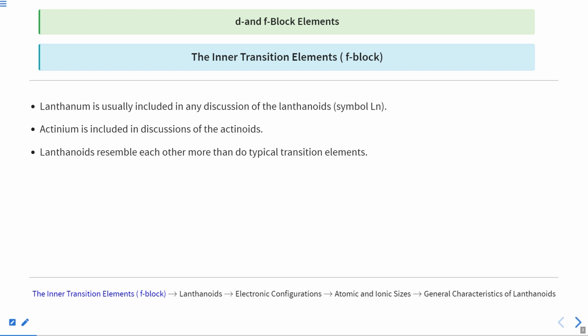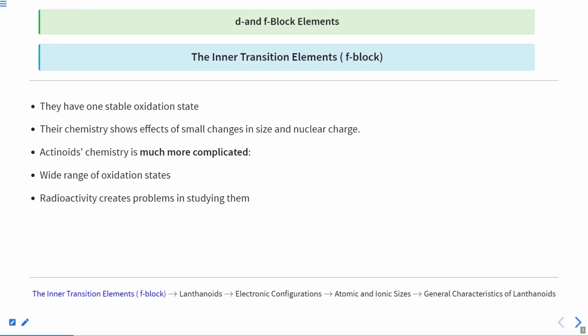Now, lanthanoids resemble each other more than do typical transition elements. What is the meaning of this? If you see the properties of the lanthanoids, they are identical to each other. Unlike our transition elements, in which the chemical reactivity varies, the lanthanoids have similar properties, almost identical in their reactivity. They have one stable oxidation state.